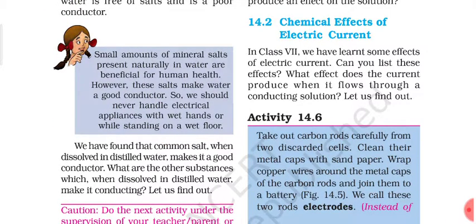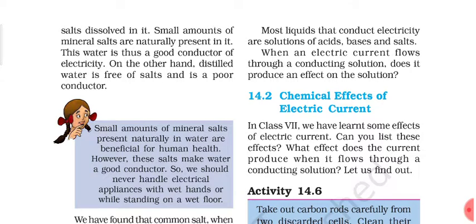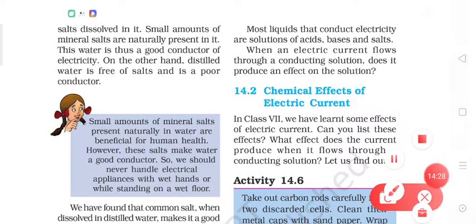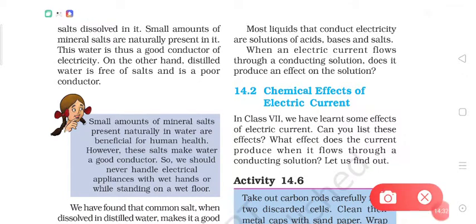Right, students, so now we have understood that tap water is a good conductor because tap water has a number of salts dissolved in it. So we can say that salts make water a good conductor of electricity. Actually, what happens when there are salts in water is that the salts break down into charged ions.